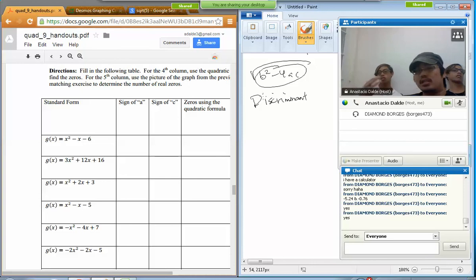If the discriminant is negative, that's the stuff inside the square root is negative, then we know that it doesn't cross the x-axis. So all you gotta do is look at the discriminant. If you look at this number right here, like for this first problem, g of x equals x squared minus x minus six.